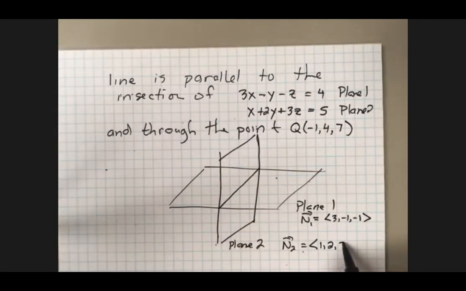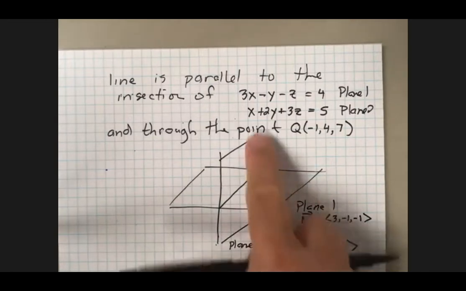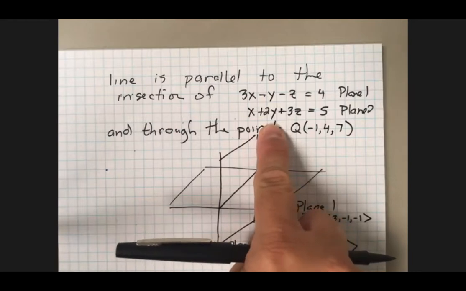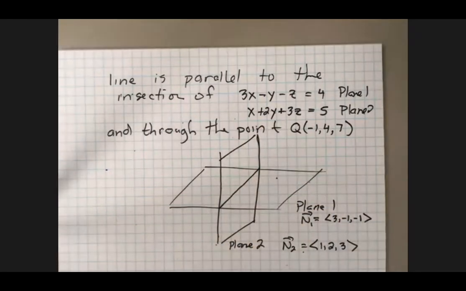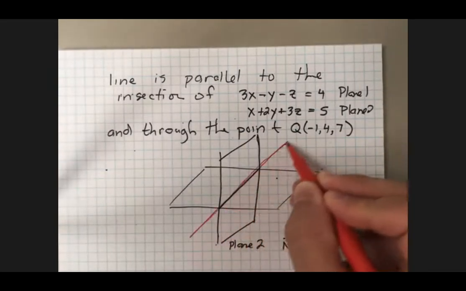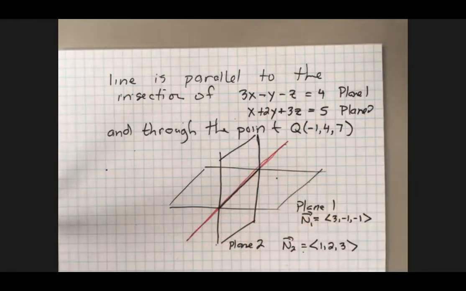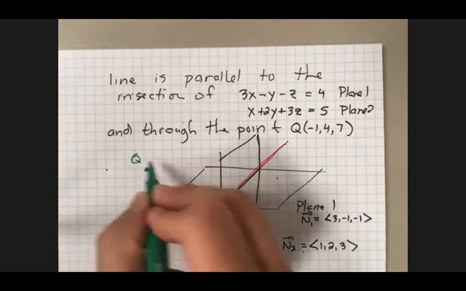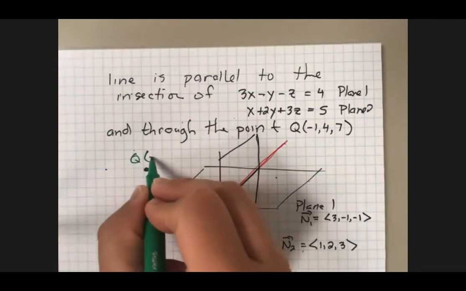There's another reason why normal vectors are king. You can take them straight off the equation of the plane, or in the plane, you could take them straight off the equation of the line. Okay, so now I've got this line of intersection between these. This is my schematic drawing, remember? And I've got my other point over here called Q. And Q was (-1, 4, 7).